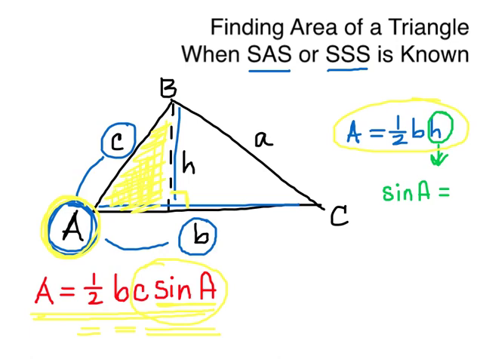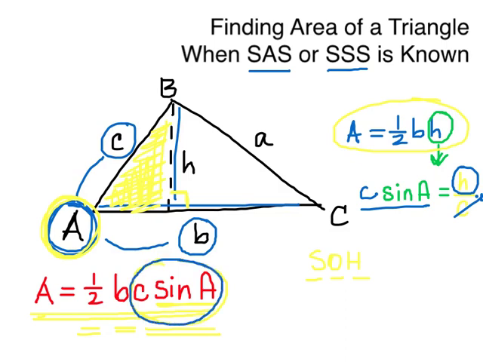If we wanted to find out what H was, we could say sine of A, and sine is the SOH part of our SOHCAHTOA. Sine is opposite over hypotenuse, and so the opposite to A would be the H, and the hypotenuse of that yellow triangle would be the C, the little c. If we take that and solve for H, we would do that by multiplying both sides by C, and that way the C's would cancel, and we end up with H equals C times sine A.